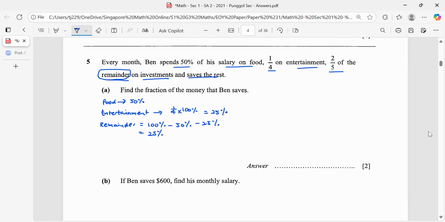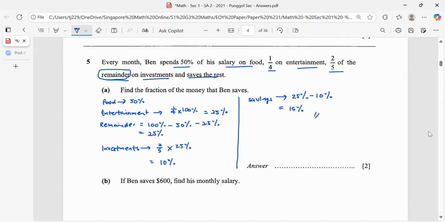Now I'm going to find two-fifths of this 25%. That will be for investments. Two-fifths of the remainder, and that makes 10%. Okay. Now we can find savings already. When we find the remaining amount, which is 25%, out of it, 10% is taken out for investments. So savings will be 25% minus the 10% used for investment. That gives 15%.